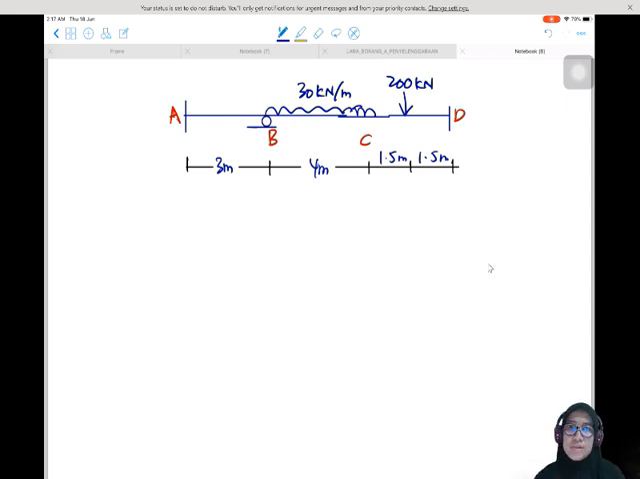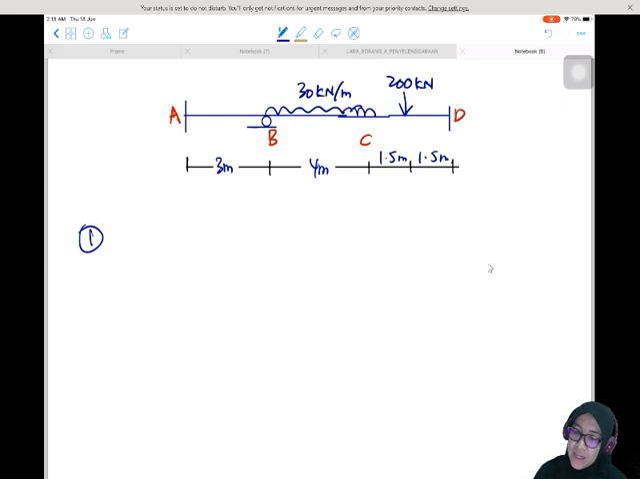So this is a continuous beam A, B, C, and D. There are 4 joints. We will start with determining the stiffness factor and distribution factor for the moment distribution method. Step number 1.